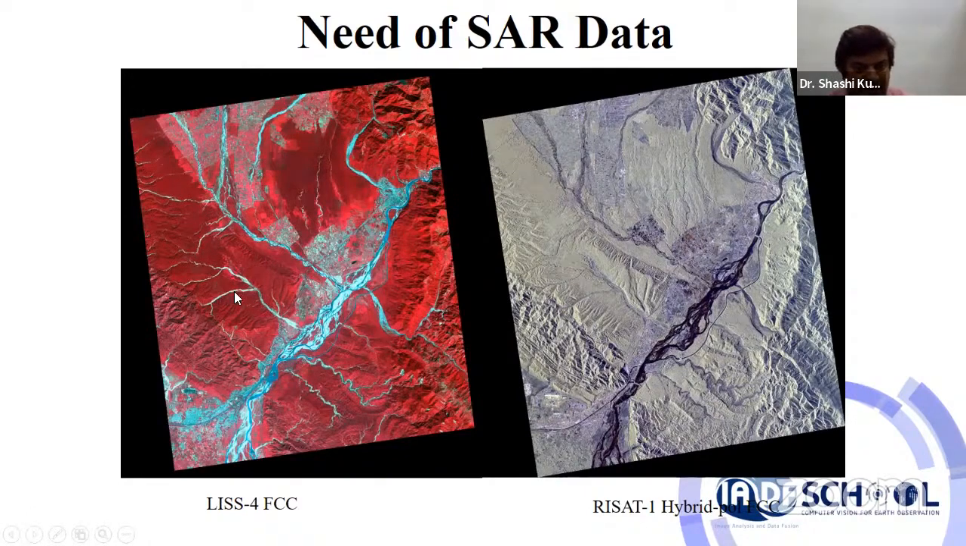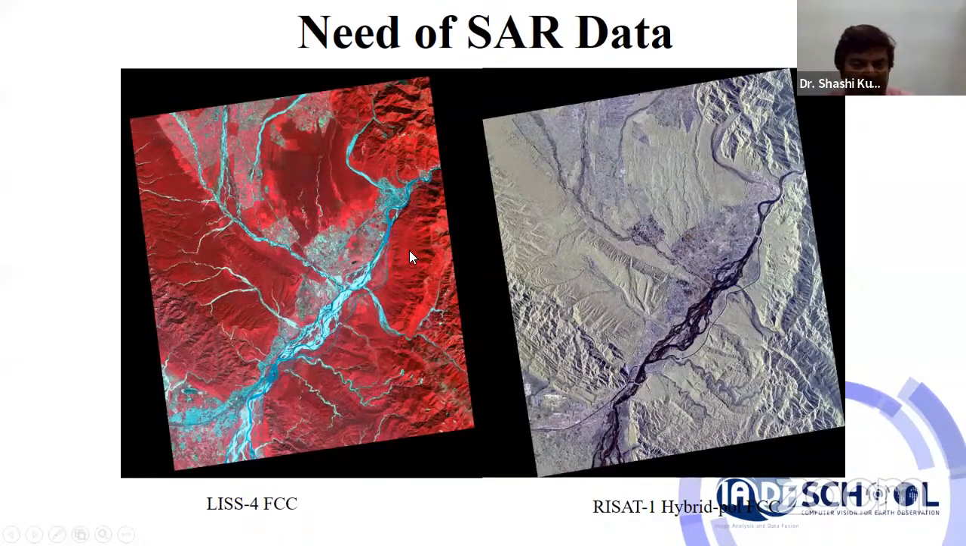Like this is a Landsat 4 data set, a false color composite image. This image is generated by considering the infrared channel in red color, the red channel in green color, and the green channel in blue color. That is the standard false color composite. Now, if you see the reflections from vegetation, vegetation is going to have very high reflectance in infrared.